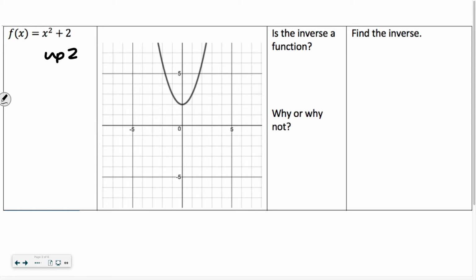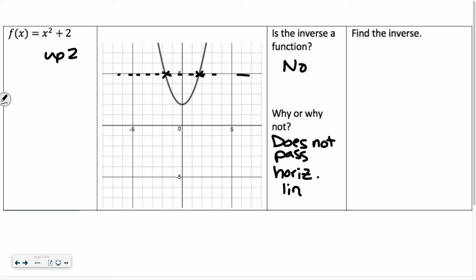No. By the horizontal line test, it is not a function. It passes more than one point. So like I'm checking a horizontal line, I cross more than one point at a time. It does not pass the horizontal line test. Just because it doesn't have an inverse function doesn't mean it doesn't have an inverse. We could still find the inverse. Okay? So let's find the inverse.